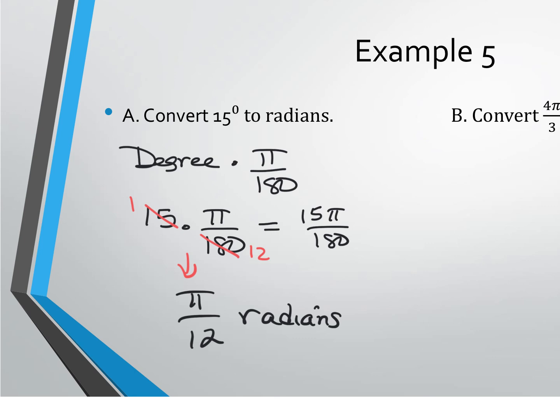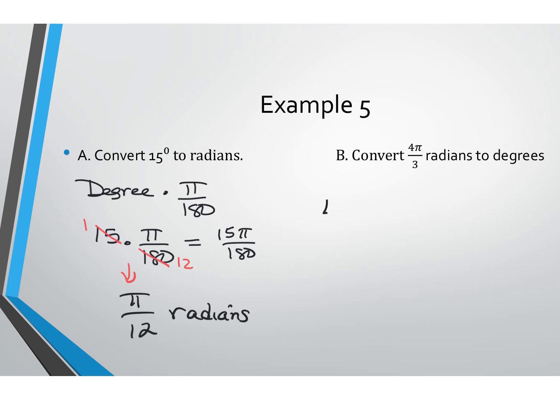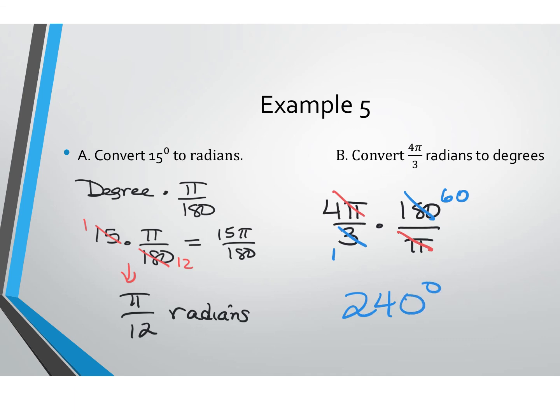If I want to go the other way, I take the radian measure, which is 4 pi over 3. I'm going to multiply it by 180 over pi. The pi's cancel. I can also simplify the 3 and the 180 and make this 60. And now multiply what's left. 4 times 60, and it turns into 240 degrees. So that is converting degrees to radians and radians to degrees.